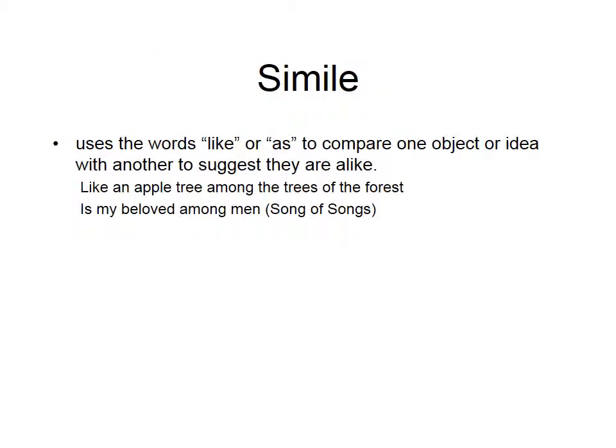Similes, for instance, use the words like or as something else to compare one object or idea with another and suggest that they have similar characteristics. So there's an example here from Song of Songs: like an apple tree among the trees of the forest is my beloved among men. And that creates a picture in the reader's mind.